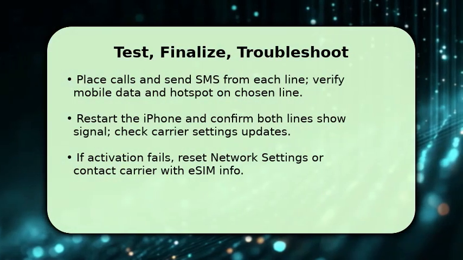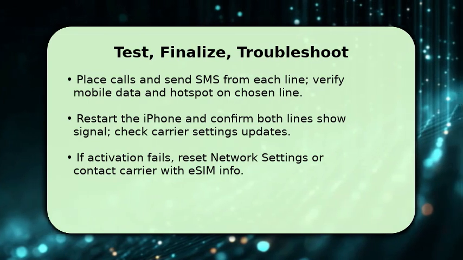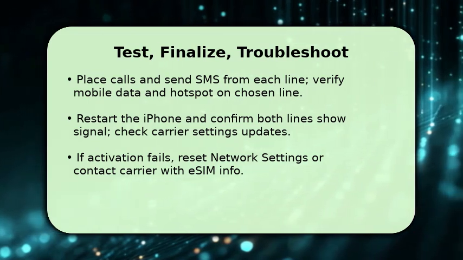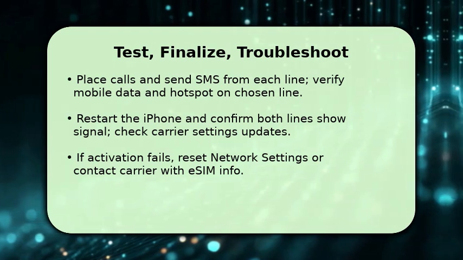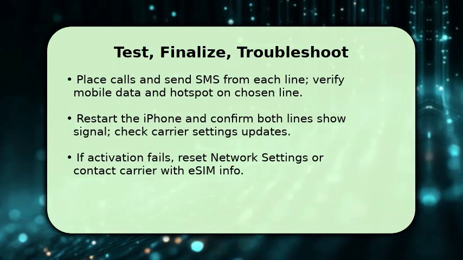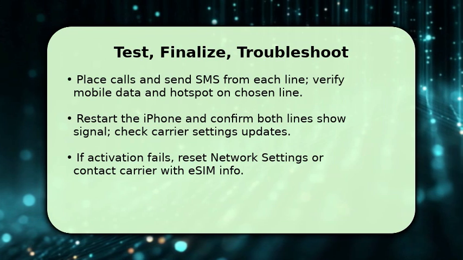Make calls, send texts, and run a data speed check on the selected data line. Restart your iPhone and confirm both lines show signal bars and correct labels. Install any carrier settings updates and enable hotspot on the data line if needed.